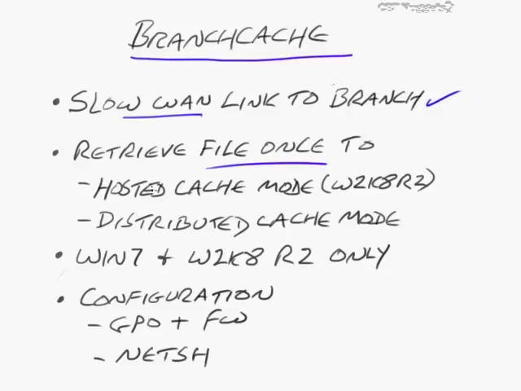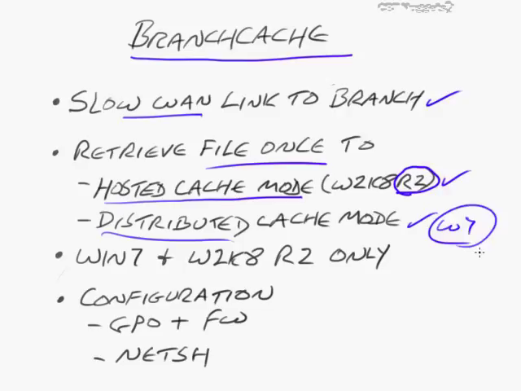And then it can host it either in hosted cache mode on a Windows Server 2008 R2 server. That's important. Only works with R2. Or you could use something called distributed cache mode, which will store assorted files throughout that local area network in the branch. And it could be on any one of the client Windows 7 computers. Okay, that's important too. It only works on Windows 7 and Windows Server 2008 R2. These are the only ones that will handle it. You have to decide which one of these two methods you want to use, though, in advance.